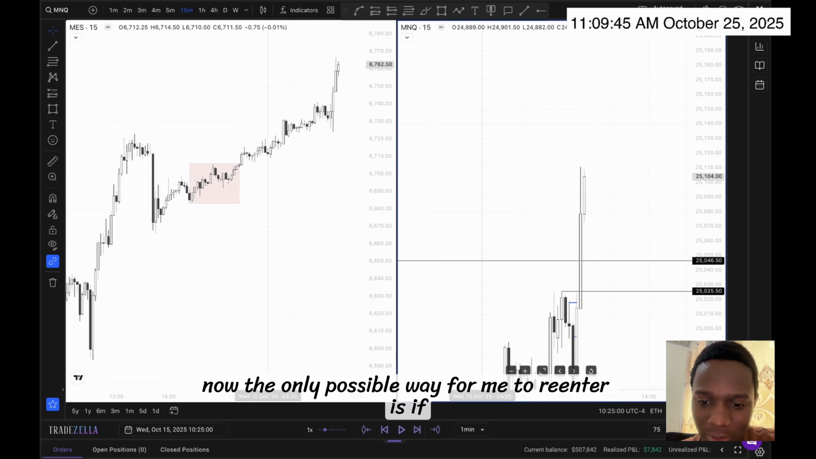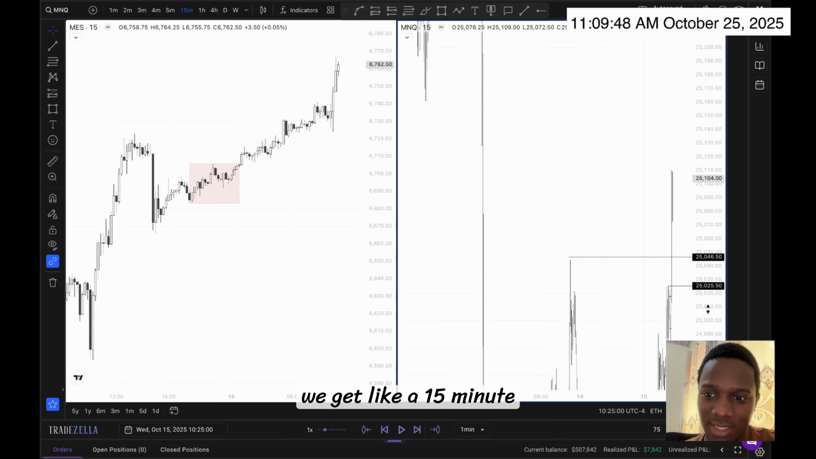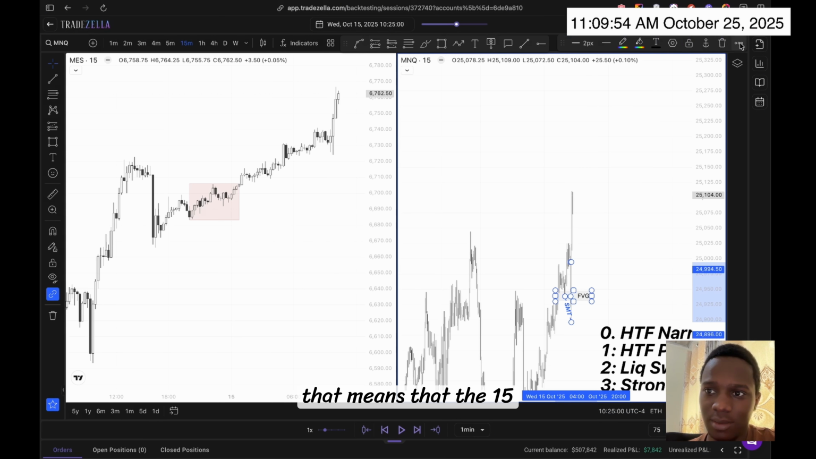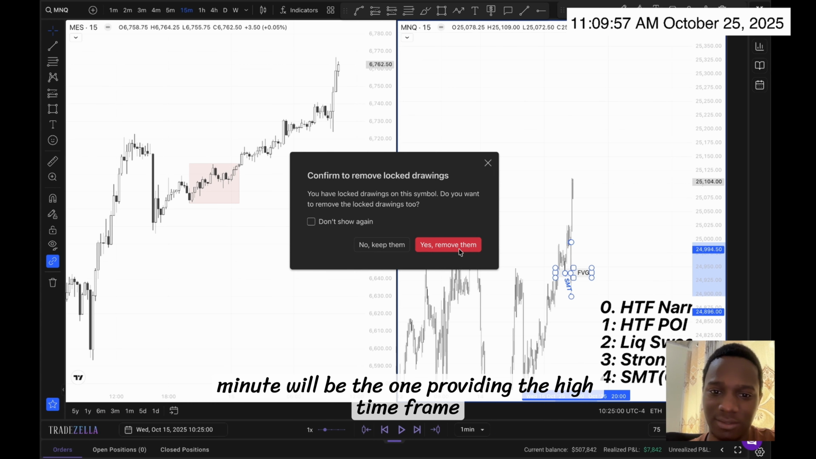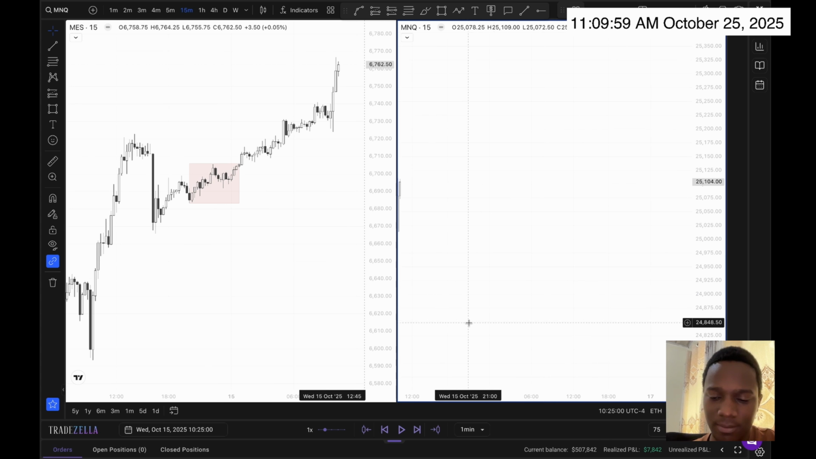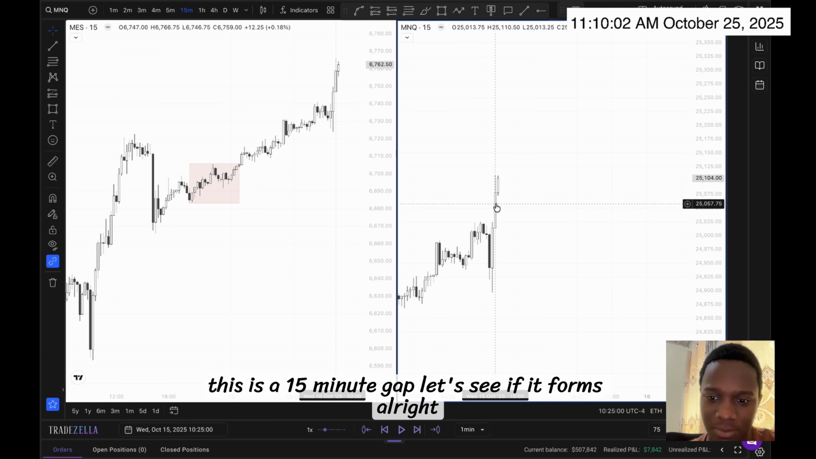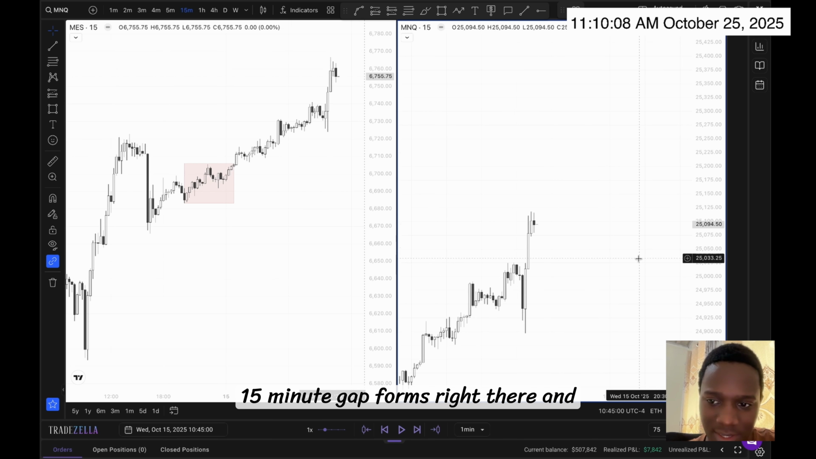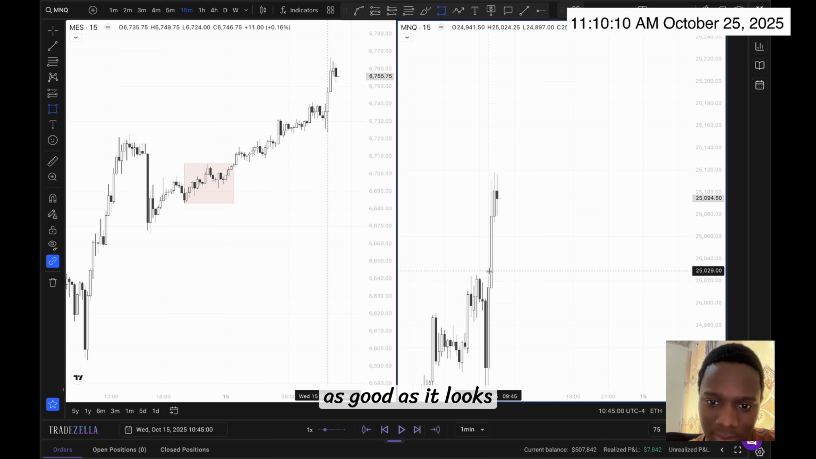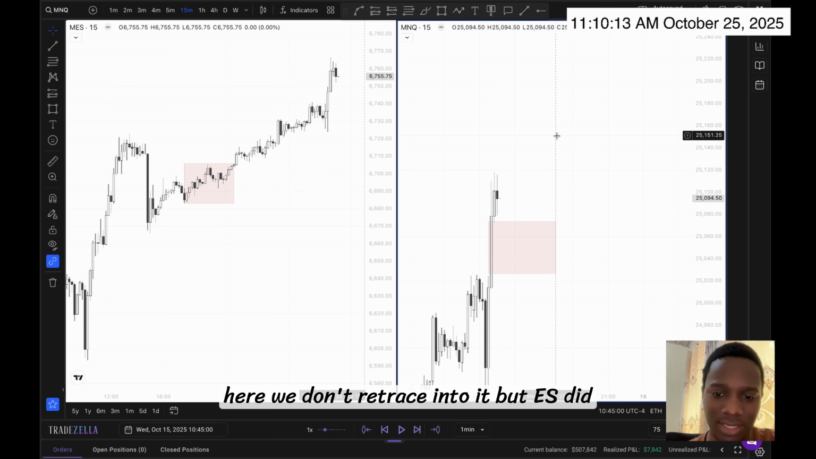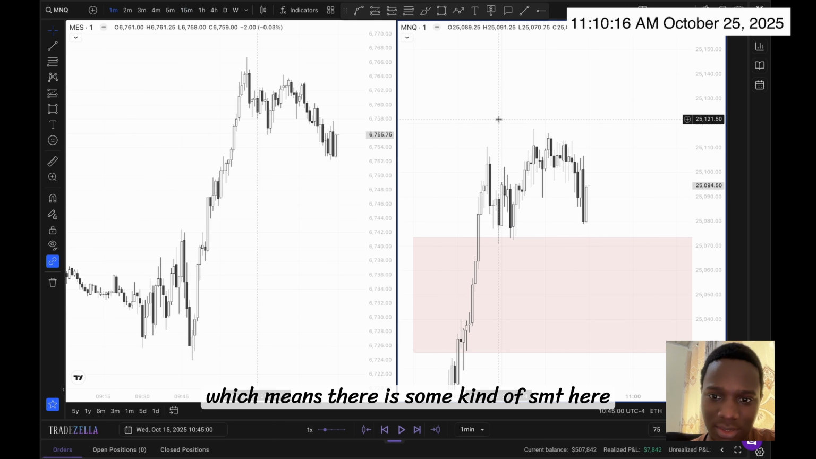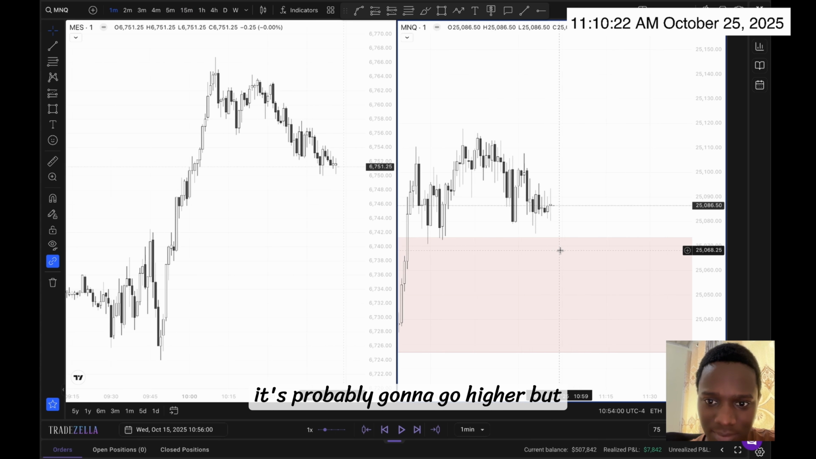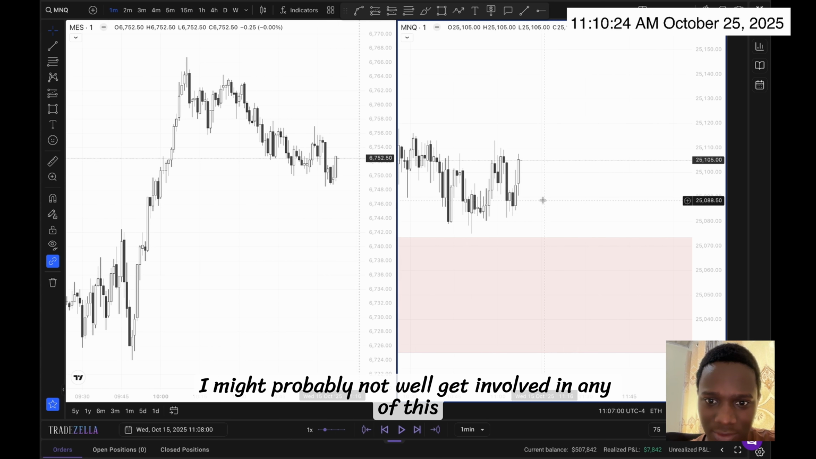Now the only possible way for me to re-enter is if we get a 15-minute retracement. And what does that mean? That means that the 15-minute will be the one providing the high time frame POI. All right, so this is a 15-minute gap. Let's see if it forms. All right, 15-minute gap forms right there, and as good as it looks here, we don't retrace into it, but yes, did, which means there is some kind of SMT here. See, it's right there. It's probably gonna go higher, but I probably will not get involved in any of this.